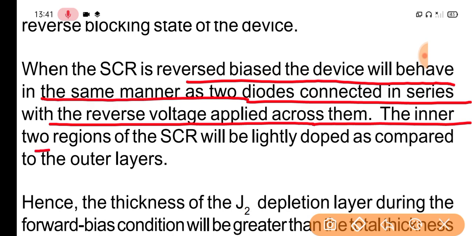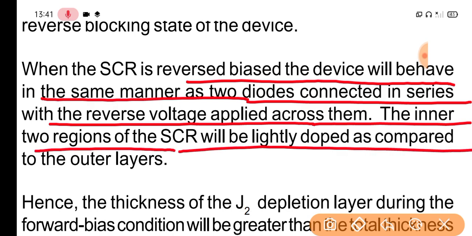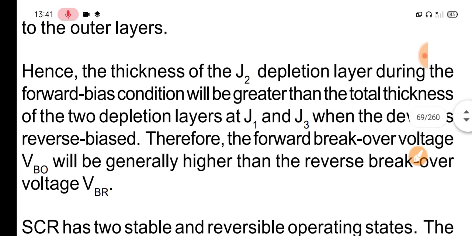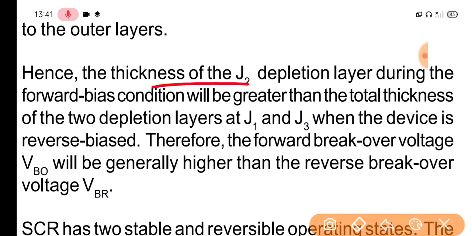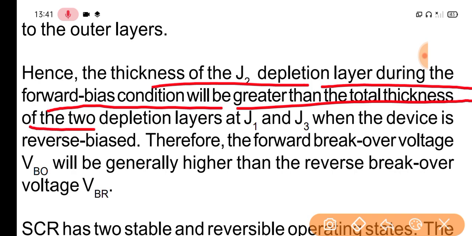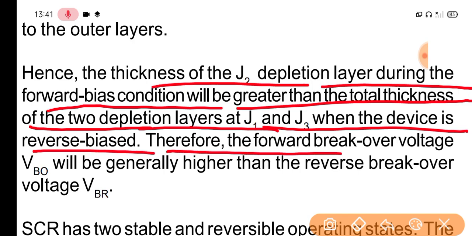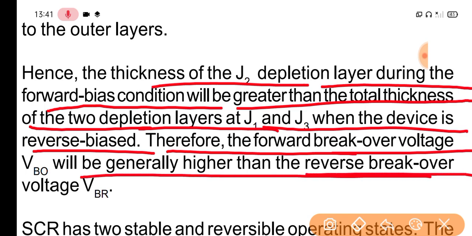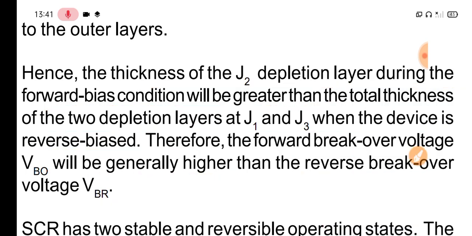The inner two regions of the SCR are lightly doped as compared to the outer layers. Hence, the thickness of the J2 depletion layer during the forward biased condition will be greater than the total thickness of the two depletion layers J1 and J3 when the device is reverse biased. Therefore, the forward break over voltage VBO will generally be higher than the reverse break over voltage VBR.